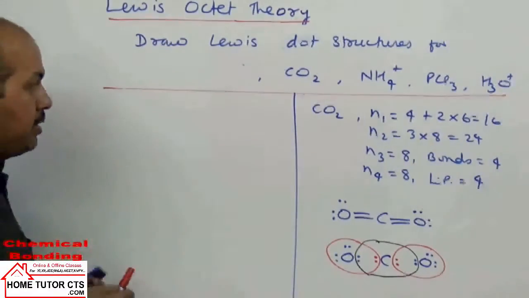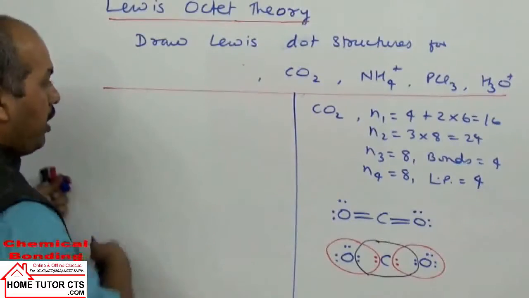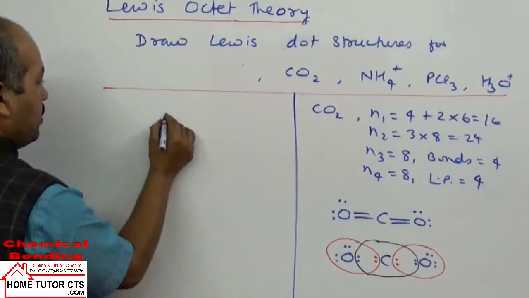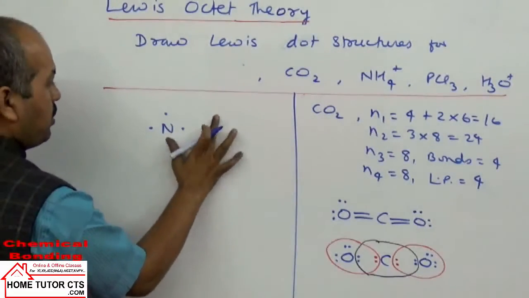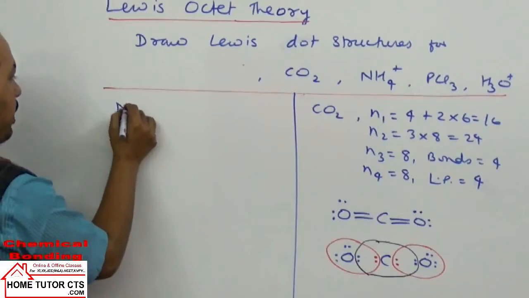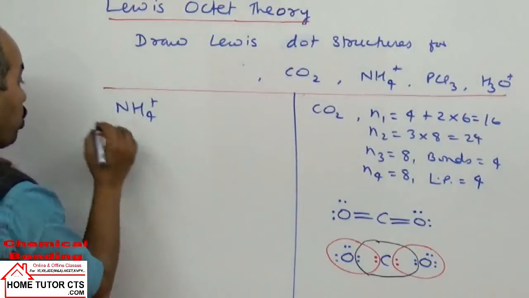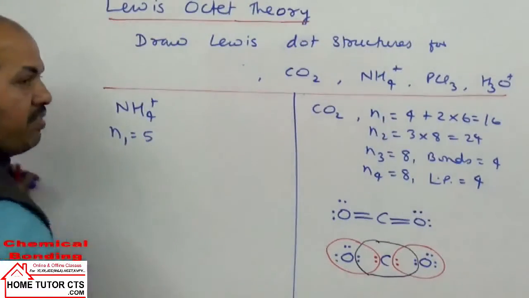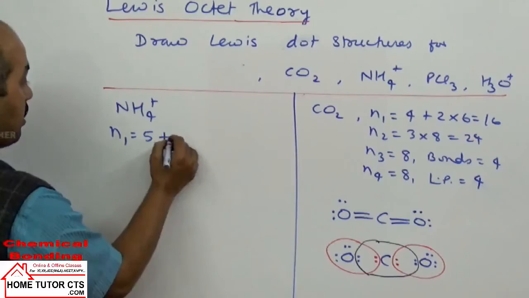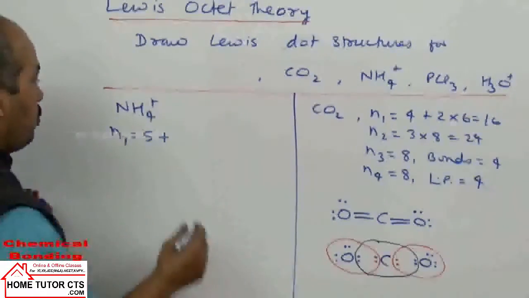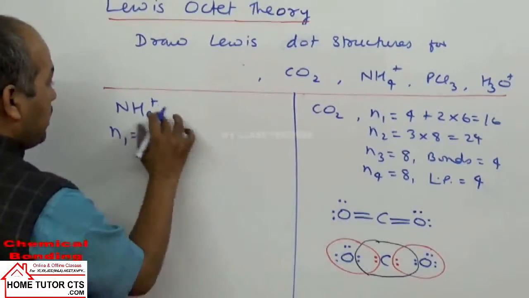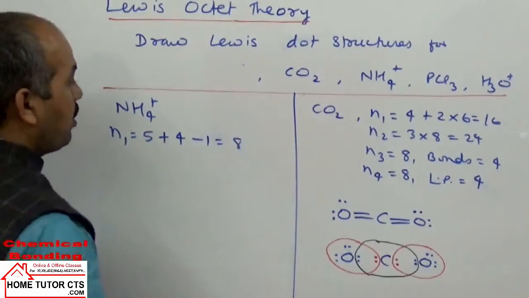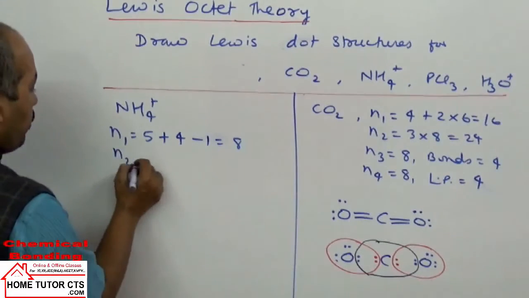Then take the ammonium ion. Now you can draw the ammonium ion yourself using the same rules. Again, it is a cation. I will explain for example in NH4 plus. How to find the N1 value? Number of valence electrons of all the atoms. Nitrogen has 5 electrons in the valence shell. Per atom hydrogen has 1 electron, so 4 atoms of hydrogen, 4 into 1. For a cation, subtract the positive charge. N1 will come 8.